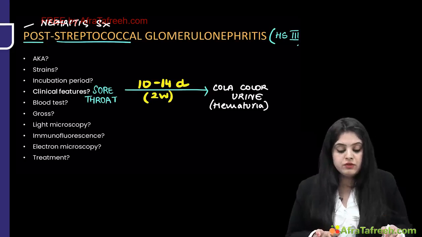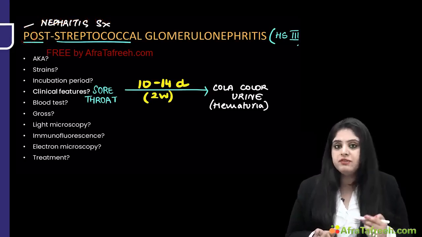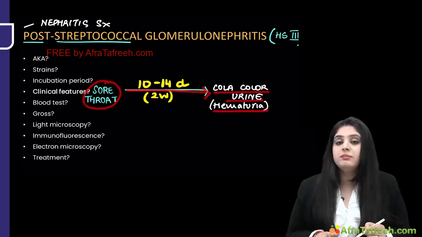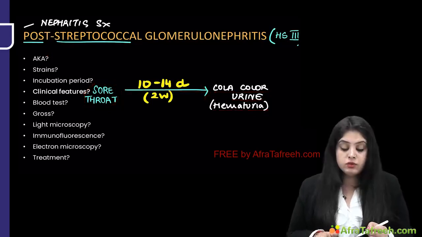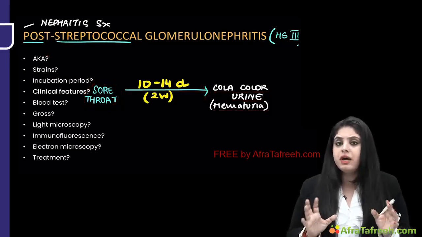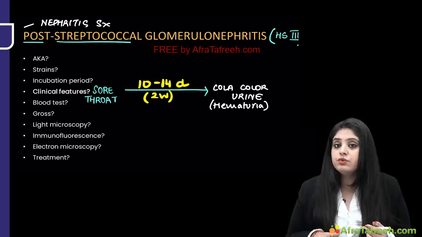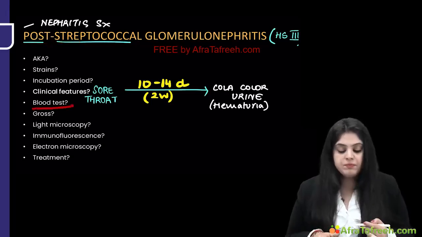So whenever they give you a history of a child, PSGN for pediatric, the child had sore throat, and 2 weeks later, the mother is saying that my child is passing blood in the urine, cola color urine, coffee color urine, these kind of brownish colors are used. You are dealing with PSGN. What are you going to do next? You are going to go in for a blood test.